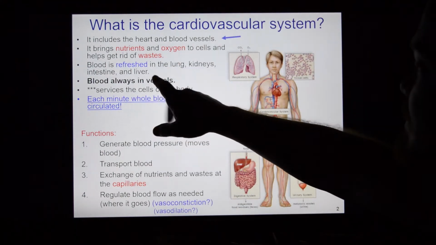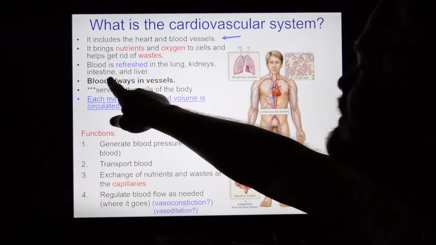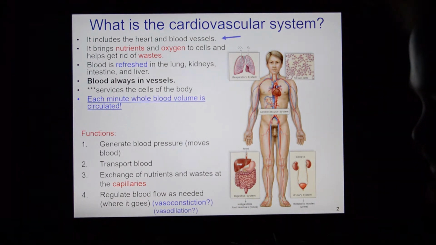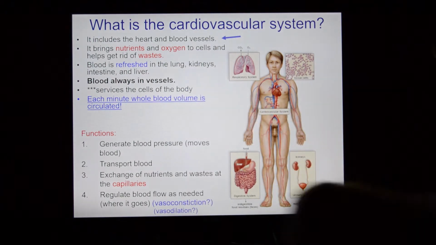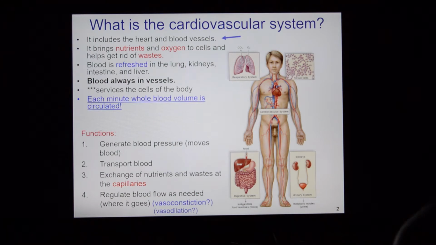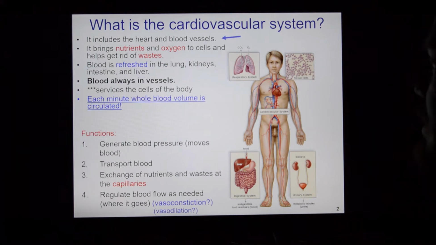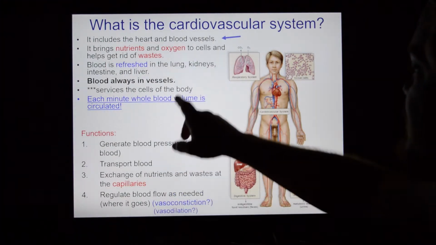Now, the blood is then in turn cleaned and refreshed at the lungs, the kidneys, the intestines, and the liver. Let me explain this. Blood cycles all around the body, and it goes to the lungs, right? The lungs is where the blood picks up oxygen and releases carbon dioxide. We know that: we inhale oxygen, we exhale carbon dioxide. What's happening is the blood is coming to the lungs to drop off carbon dioxide, a waste product, and to pick up oxygen, which our cells need, to then be carried all around the body to convey that oxygen.